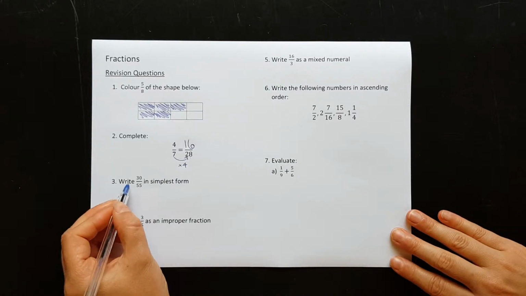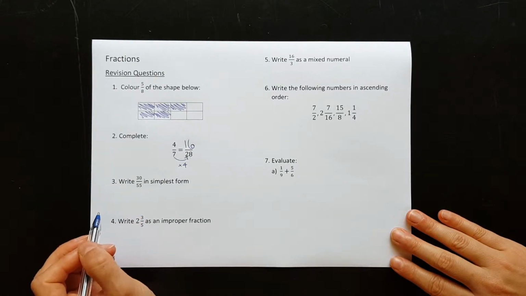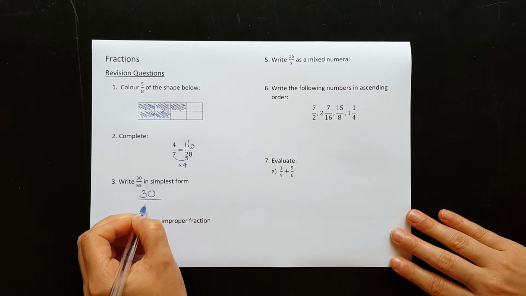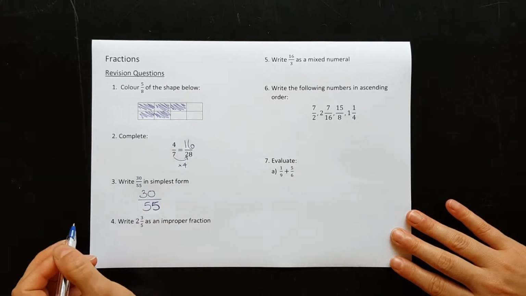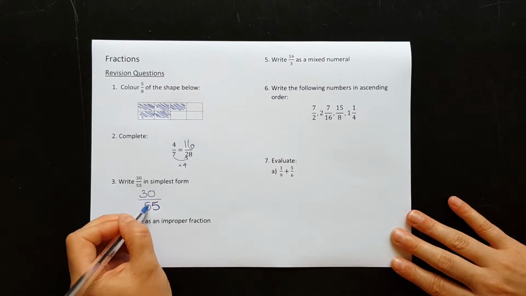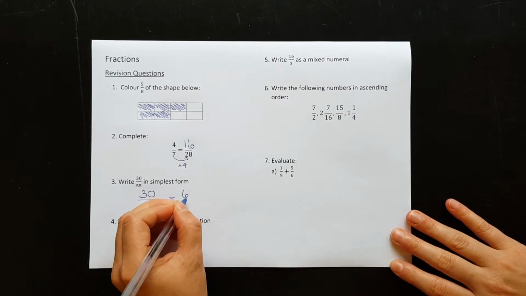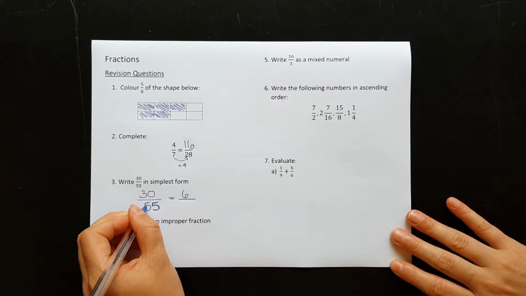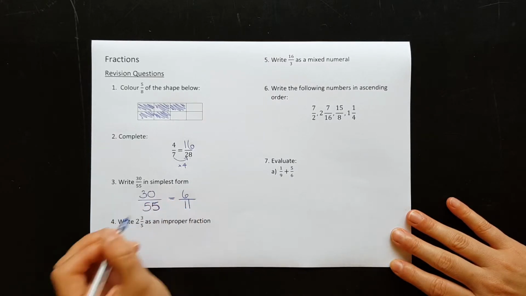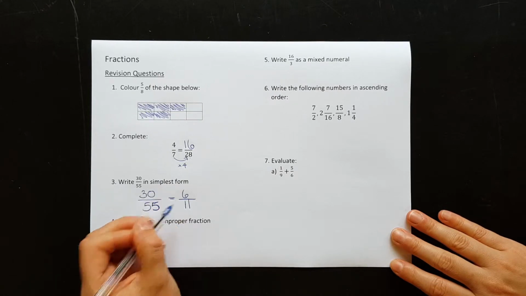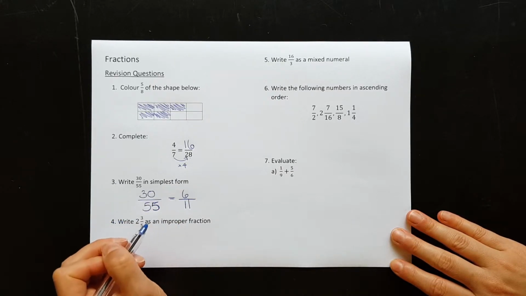For question 3, we want to write 30/55 in simplest form. Now, to simplify a fraction, we want to divide both the top and the bottom of the fraction by the same number. Now, 30 and 55 can both be divided by 5. If I divide 30 by 5, I get 6. If I divide 55 by 5, I get 11. And that is the simplest that we can make it, because 11 is a prime number. It's not going to be able to be made any smaller.